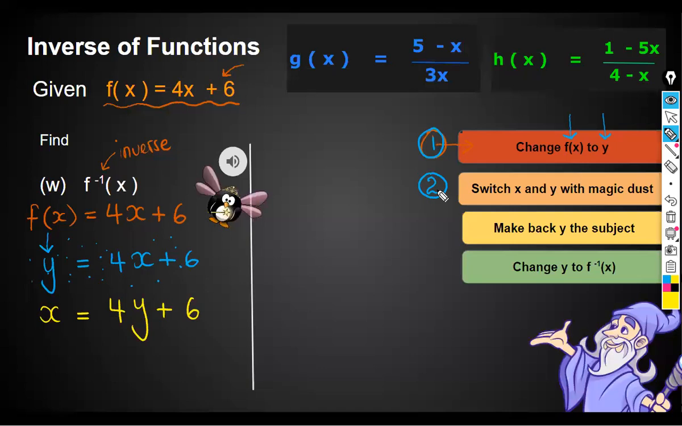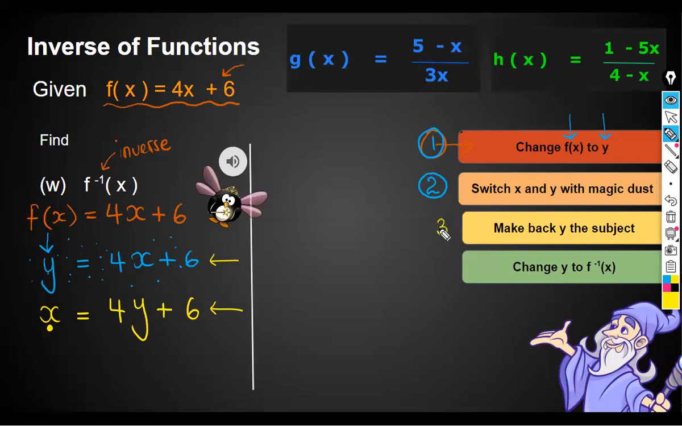Great. Now, you all notice something. Before you sprinkle the dust, look up here. You all notice y is the subject. Well, when you say something is a subject, like the letter y, it means y alone is on one side and everybody else is on the other side. But after you sprinkle the magic dust, right, you all notice who's the subject? Isn't x the subject now? The x is the subject.